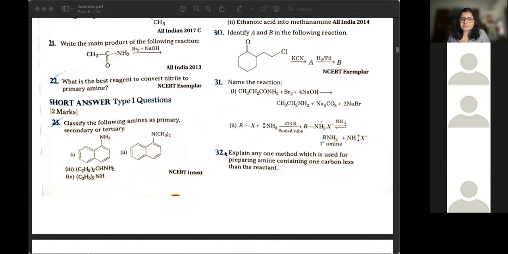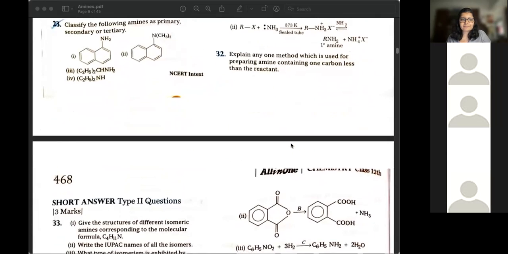So look at question number 32. Explain any one method which is used for preparing an amine containing one carbon less than the reactant. So that's why those little trivia notes for every reaction are also pretty important. Ammonolysis of bromamide.